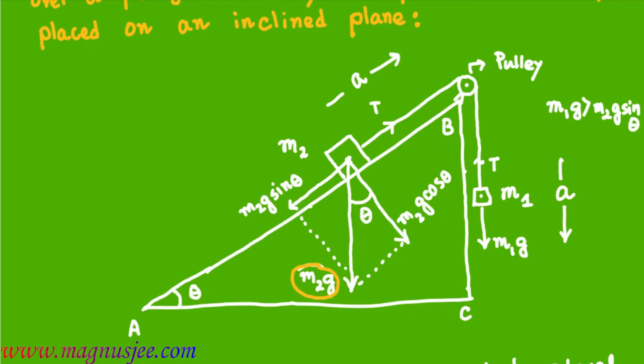m2g is the weight of the body of mass m2 which is placed on the inclined plane. The m2g cos theta component is perpendicular to the inclined plane AB and the other component m2g sin theta is acting down the inclined plane, or m2g sin theta is parallel to the inclined plane AB.